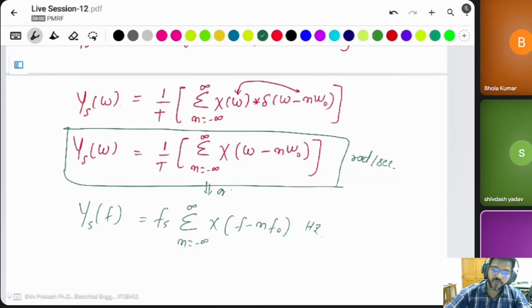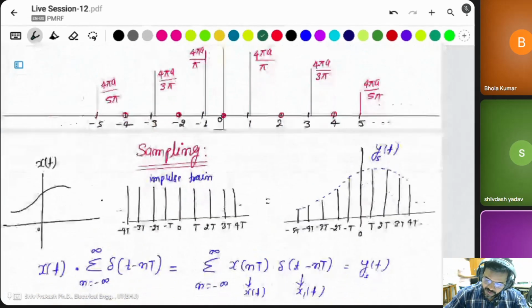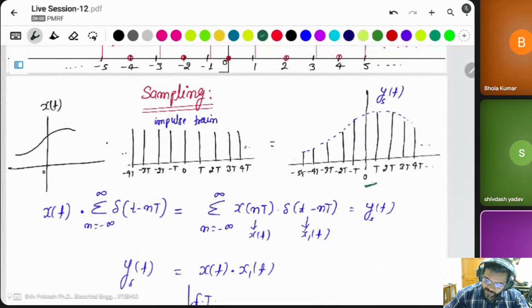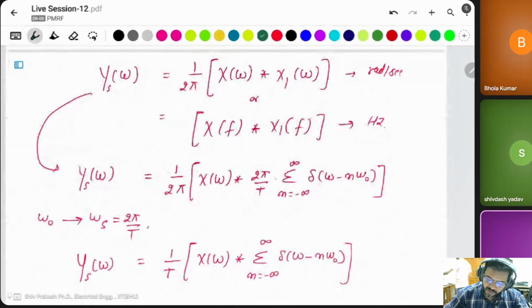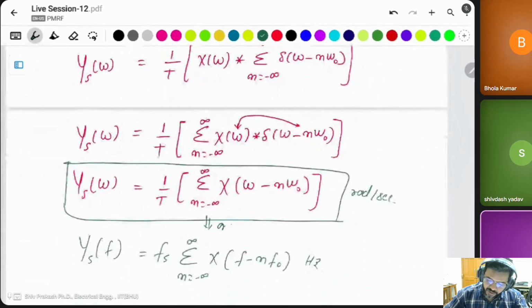And if you want to find the Fourier transform of that sampled function, you can use the convolution theorem. Using the convolution theorem with the impulse train, the impulse function will simply be replaced by this function, omega minus n omega naught.